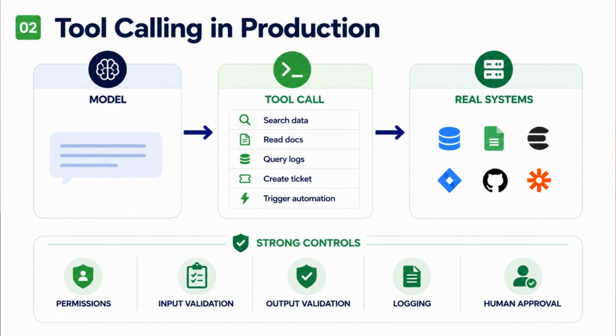And this is how the LLM moves from being only a text generator to becoming a part of a real application workflow. It can search data, read documents, check systems, query logs, create tickets, or trigger automation. But tool calling also needs strong control. So in production, we need permissions, input validation, output validation, and logging. For sensitive actions, we may also need human approval before execution. And this is important because once a model can use tools, it can also affect the real system, not just generate text.